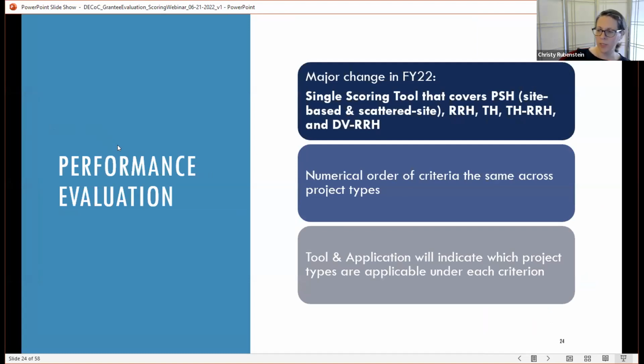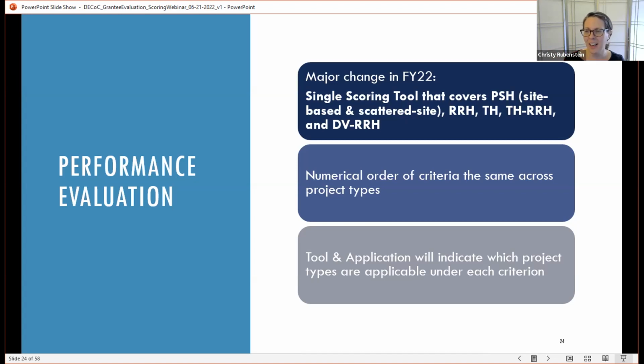All right, so performance evaluation, I mentioned that we have a single scoring tool this year that covers PSH, Rapid Rehousing, TH, DHRH, and even has a line for DV Rapid Rehousing, separate lines for scattered site and site-based PSH as well. Because it's a single tool, everybody has the same criteria with the same numbers, which is nice, less confusing.